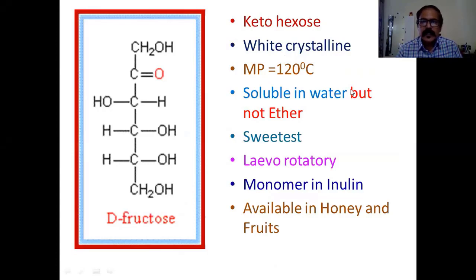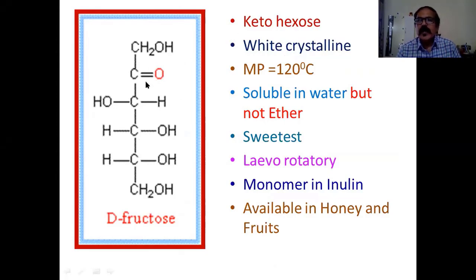Fructose is a ketohexose. That means it has a keto group and it is a hexose. Hexa means 6 carbons: 1, 2, 3, 4, 5, 6. Along with 6 carbons, you have a keto group.